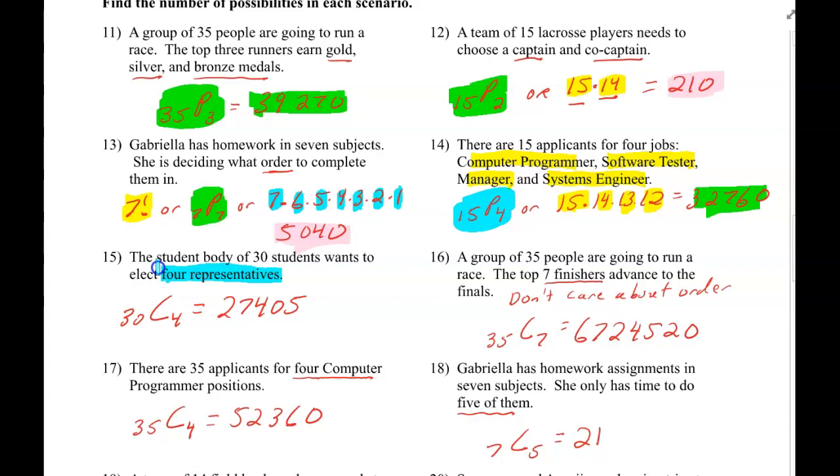Number 16, you're just looking for the top 7 people. They advance. Order is not important. So that's 735 choose 7. For number 17, you're looking for just 4 computer programmer positions. That's a little different than problem number 14. If you want to compare and contrast number 14 and 17, notice 14 has the listed positions. In contrast, 17 does not. So 17 is a combination, 35 choose 4.